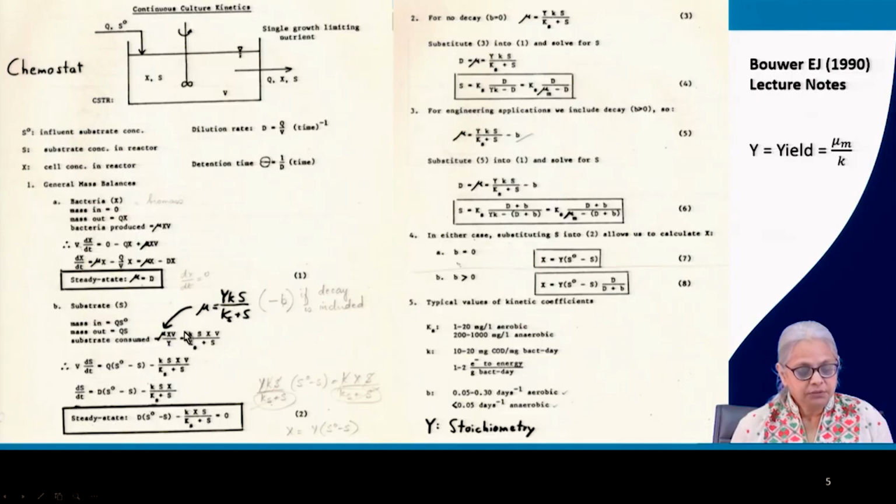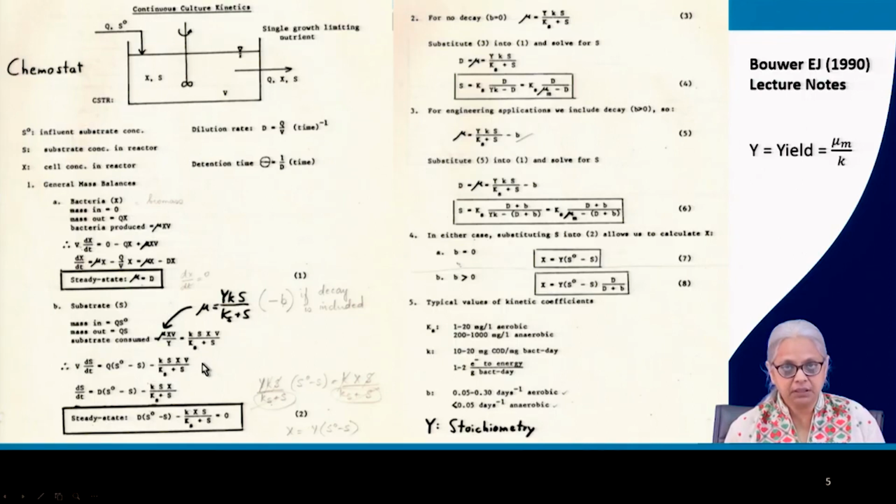This can also be expressed in terms of substrate, and like I said, we've already done this, so I won't repeat it here. This is equal to kXS divided by Ks, capital Ks, which is the half velocity constant, plus the substrate concentration. So V times dS by dt is equal to Q times S0 minus S minus this entire term. And again, at steady state, we say dS by dt is equal to 0, and you get the final form: D times S0 minus S is equal to k times X times S divided by capital Ks plus S. That is equal to 0.